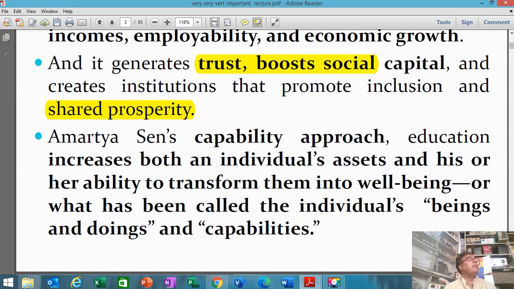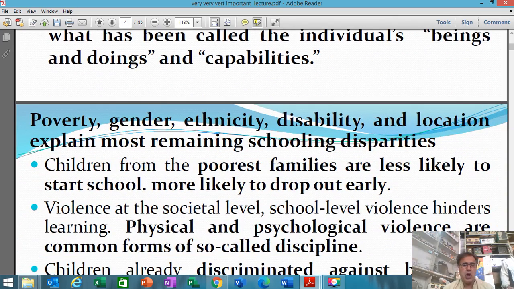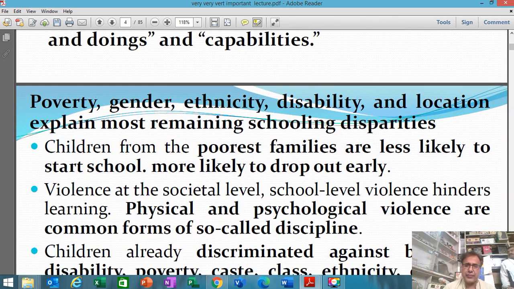Amartya Sen's capability approach. Education increases both an individual's assets and his or her ability to transform them into well-being, or what has been called the individual's beings and doings, and capabilities. Poverty, gender, ethnicity, disability, and location explain most remaining schooling disparities.